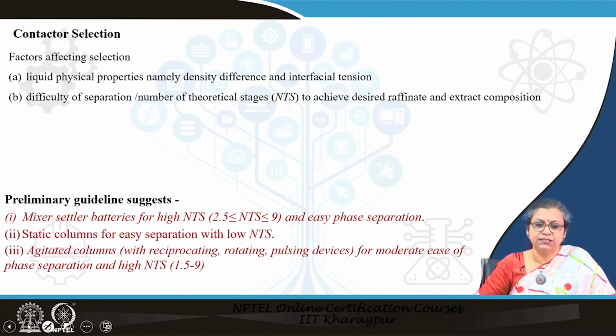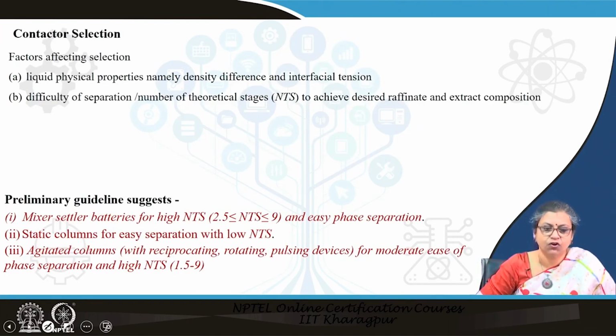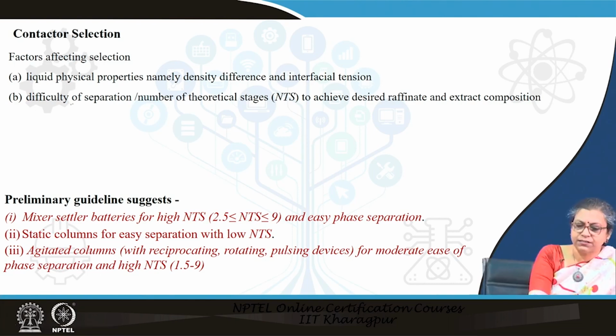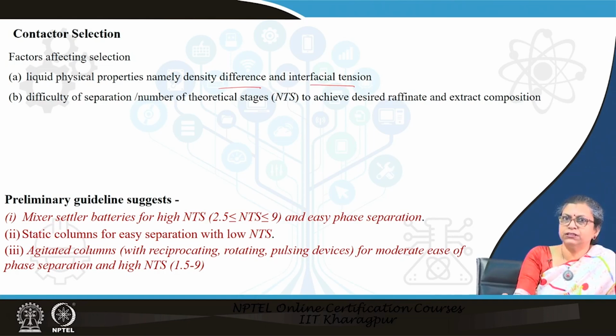Today I will just be discussing the factors which affect contactor selection, and I am going to end this lecture. In the next class we will be discussing pilot plant data and also calculating the number of theoretical stages, etc. Now, for the contactor selection, the factors which affect selection are naturally the density difference and the interfacial tension. Interfacial tension high, we go for agitated columns; interfacial tension low, we go for static columns. When the density difference is low, we go for centrifugal extractors, otherwise we go for gravity separation.